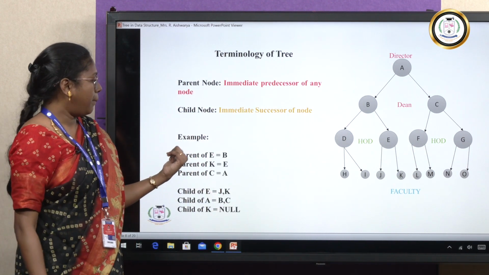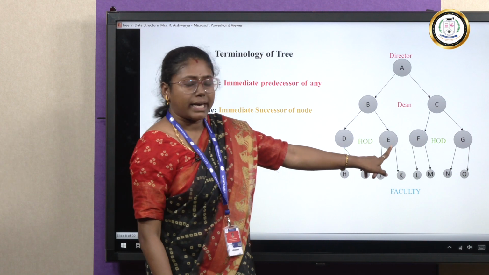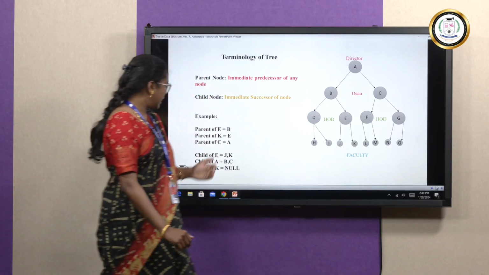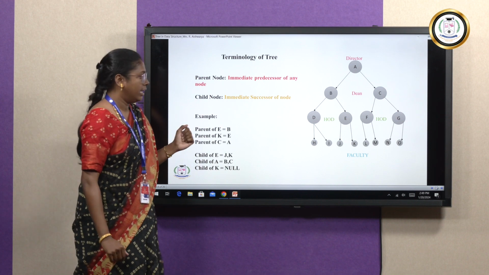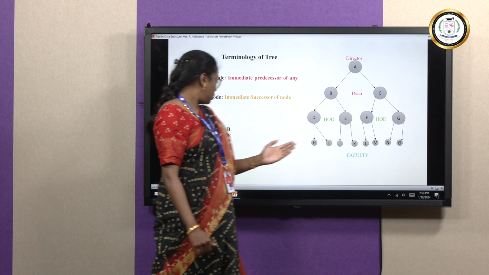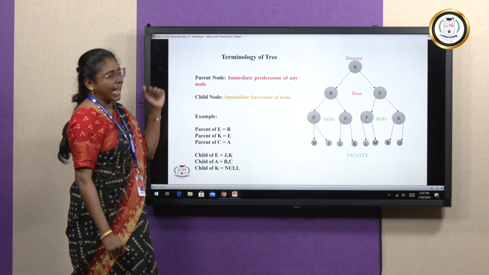Let's see the example. Parent of E. Just look at the parent of E. What is the immediate predecessor? It is B. Let's see another example. Parent of K. K is here. What is the immediate predecessor? That is C. That is what I have been explaining here. That is what the parent node is.